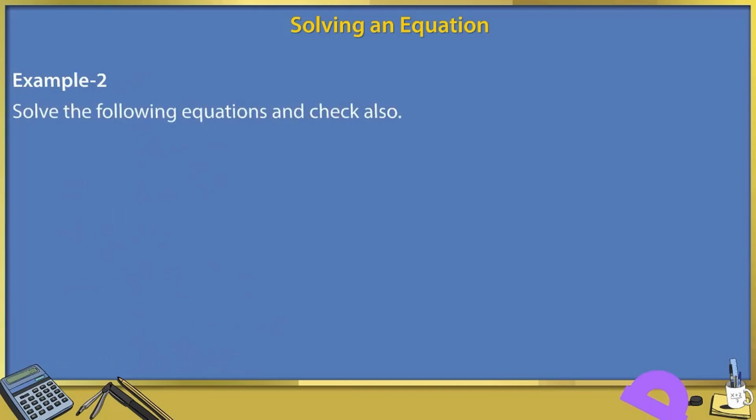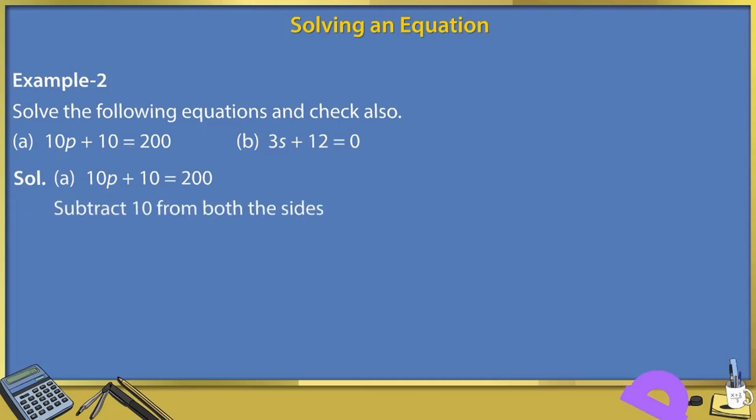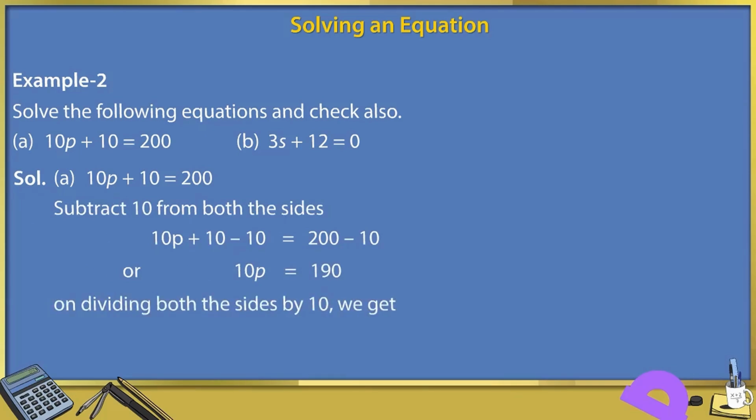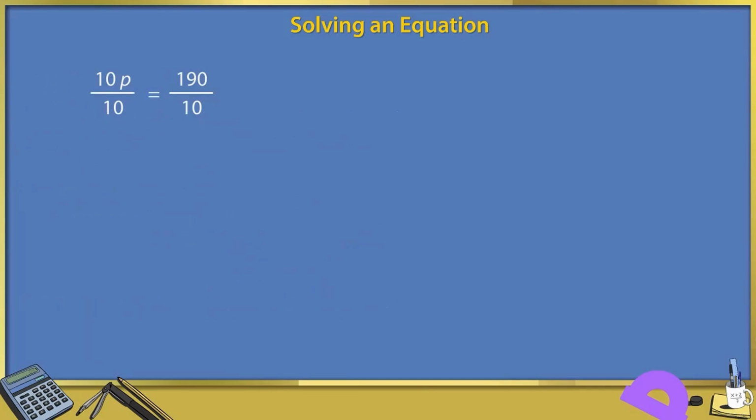Example 2. Solve the following equations and check also. A. 10p + 10 = 200. B. 3s + 12 = 0. Solution. A. 10p + 10 = 200. Subtract 10 from both sides. 10p + 10 - 10 = 200 - 10, or 10p = 190. On dividing both sides by 10, we get 10p/10 = 190/10, or p = 19. Thus, p = 19 is the solution.